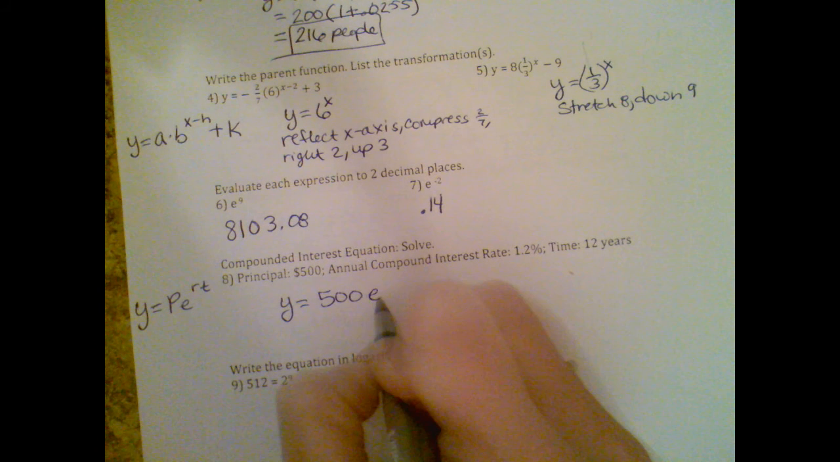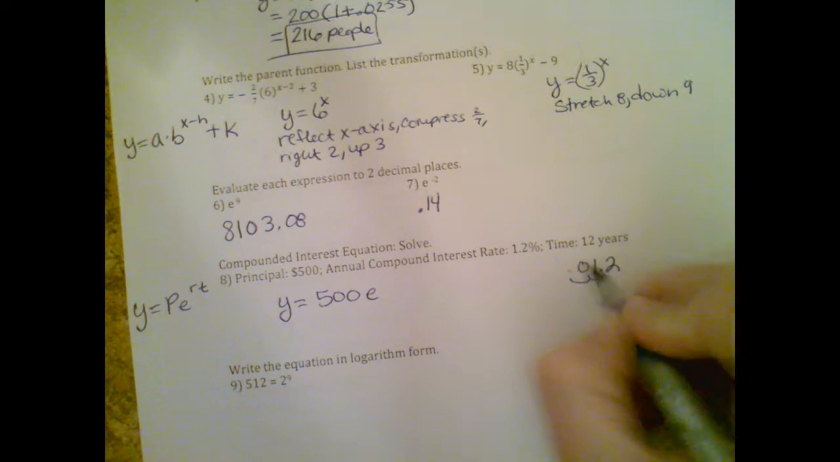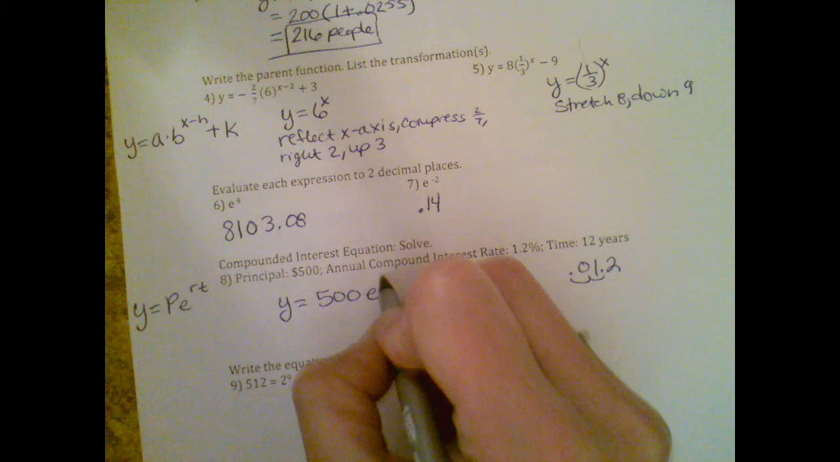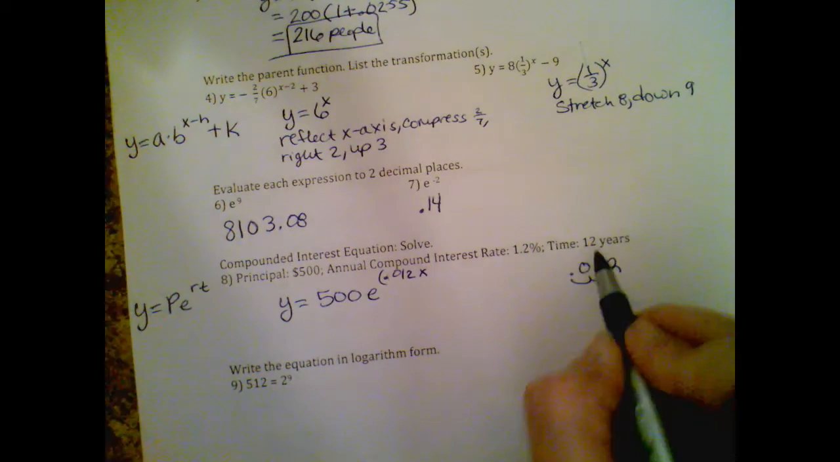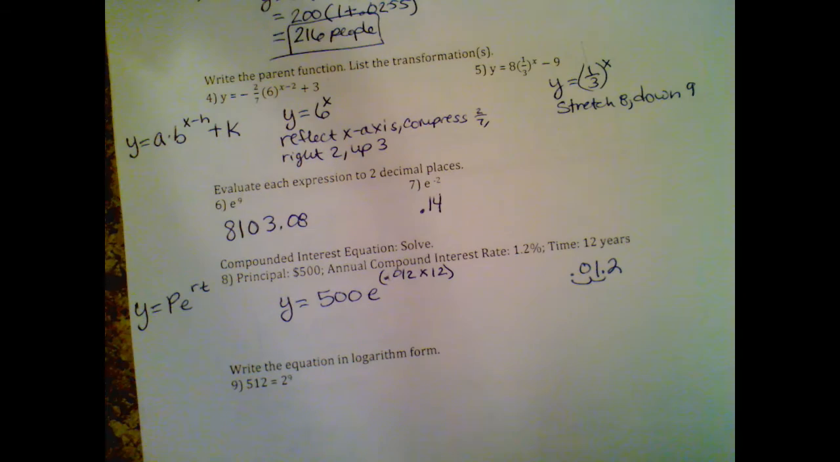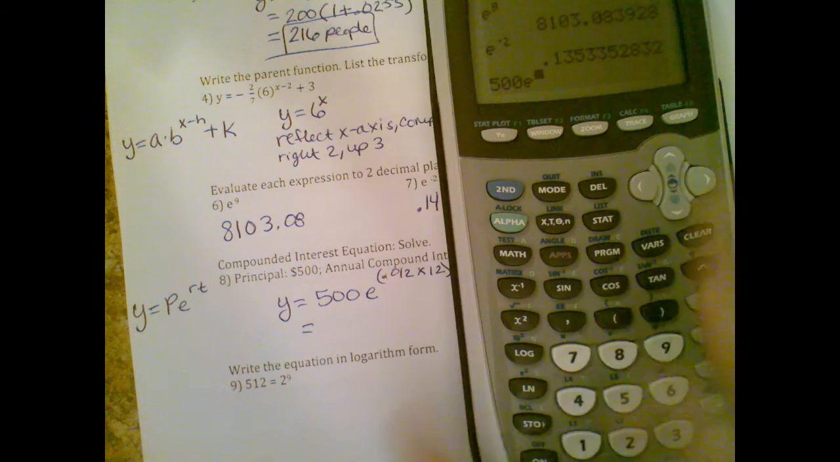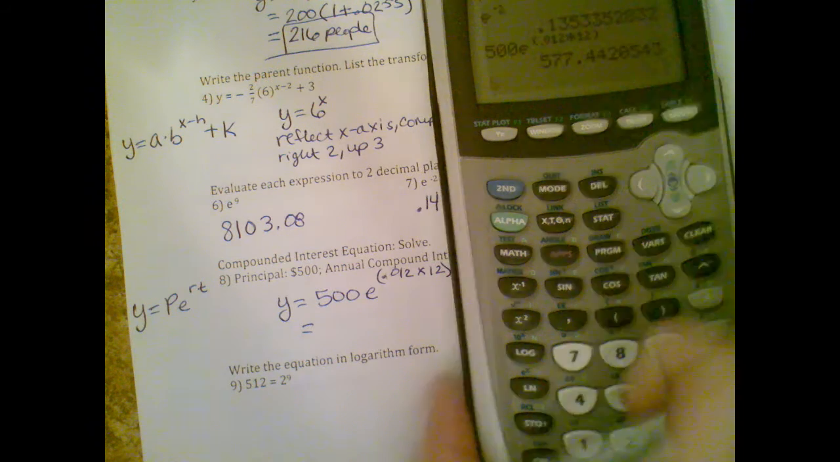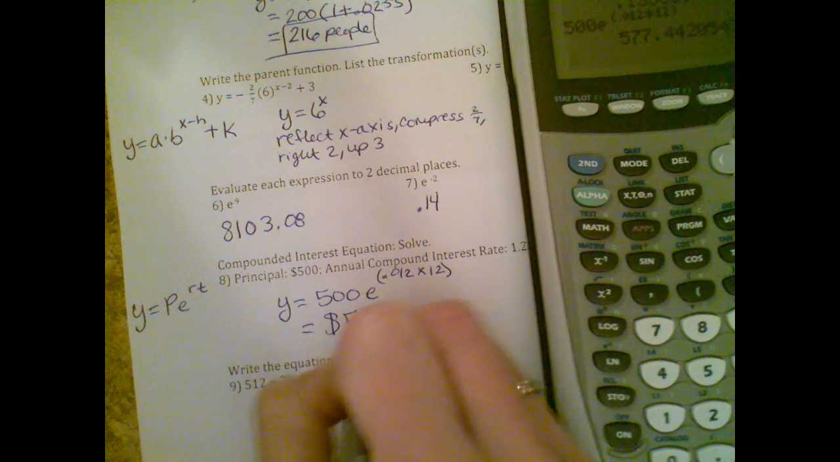We're going to use the E button on our calculator. Our rate is 1.2, so we're going to move that decimal back 2 places. So we're going to put 0.012 times, and then 12 years. Plug in 12 there. So we'll type this into our calculator. And for this one, it is money for our label, so we're going to round to the hundreds place.